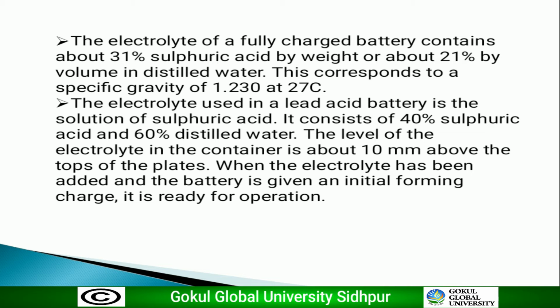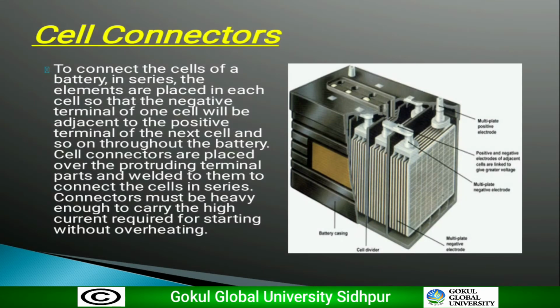The electrolyte used in a lead acid battery is a solution of sulfuric acid. It consists of 40% sulfuric acid and 60% distilled water. As I said, note that the water used in the battery is distilled water, pure distilled water. The level of the electrolyte in the container is about 10 mm above the top of the plate. When the electrolyte has been added, the battery is given an initial forming charge. It is then ready for operation.